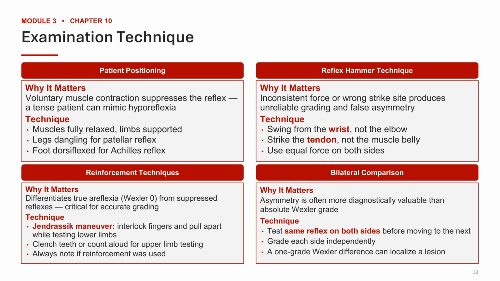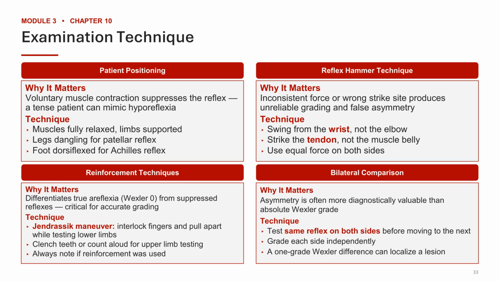4 pillars of proper technique. Each one exists because getting it wrong produces a specific, predictable false finding. Patient positioning: why it matters. Voluntary muscle contraction suppresses the stretch reflex, so a tense or anxious patient can produce false hyporeflexia that mimics neuropathy or radiculopathy. What to do? Muscles fully relaxed, limbs fully supported, legs hanging freely for the patellar. For the Achilles, place the foot in slight dorsiflexion, which pretensions the tendon and makes the response more reliable.